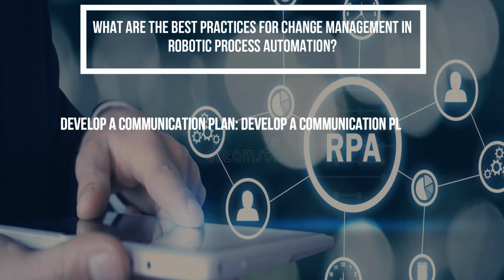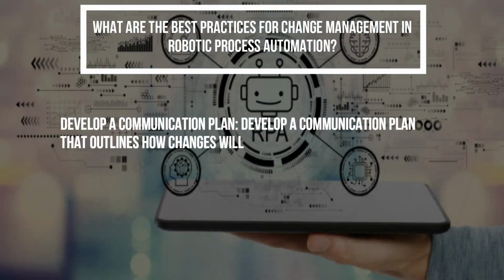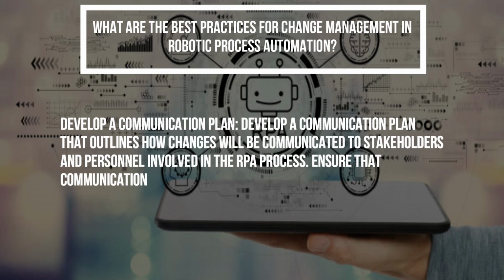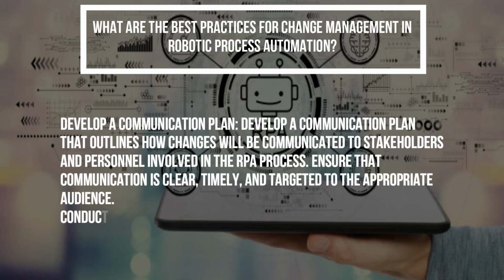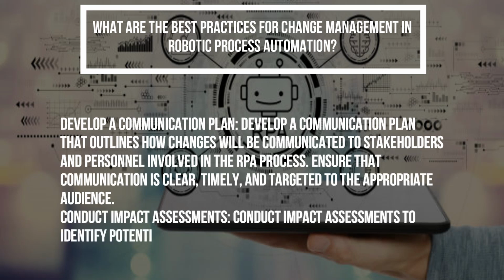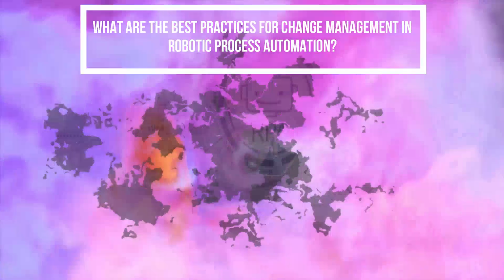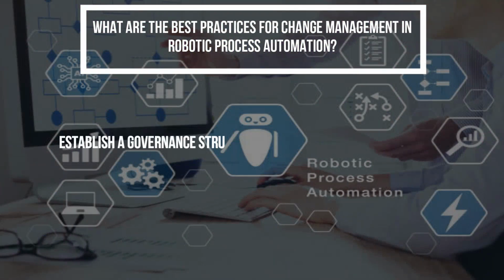Develop a communication plan. Develop a communication plan that outlines how changes will be communicated to stakeholders and personnel involved in the RPA process. Ensure that communication is clear, timely, and targeted to the appropriate audience. Conduct impact assessments. Conduct impact assessments to identify potential risks and assess the impact of changes on the RPA process, personnel, and stakeholders.